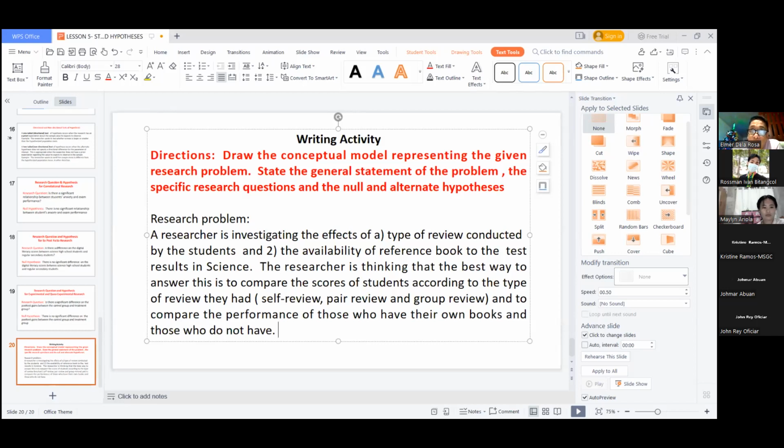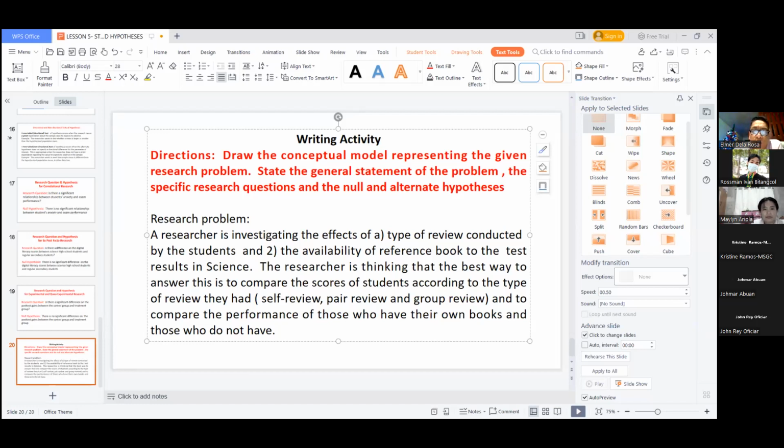Because some students prefer studying alone. Learning style yun eh. Some students prefer and they love studying and they can study better when they are in pairs. And some students are collaborators when they are in a group. Not because they want to cheat, but they learn better when they are in a large group of students so that they can learn more from one another. So I cannot do that experimentally, but I can do that ex post facto.